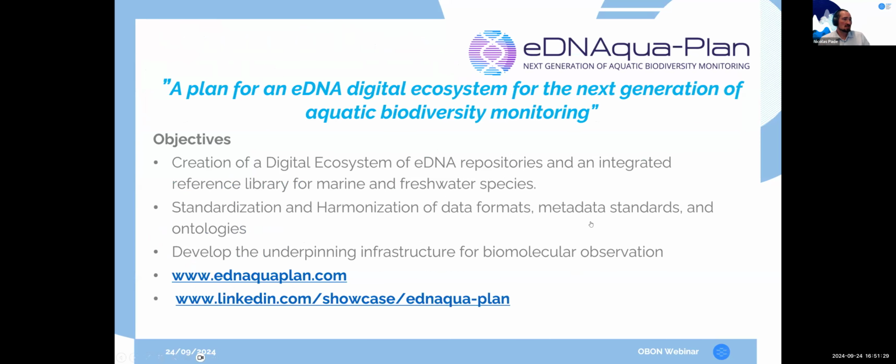So this leads us on to also our new project, eDNA Aquaplan. So essentially what this project is about is to create a digital ecosystem for the next generation of aquatic biodiversity monitoring. By that, essentially, we mean linking reference libraries. So one of the major bottlenecks that we've identified in the use of our genomics observatories is really the limitation of reference material.